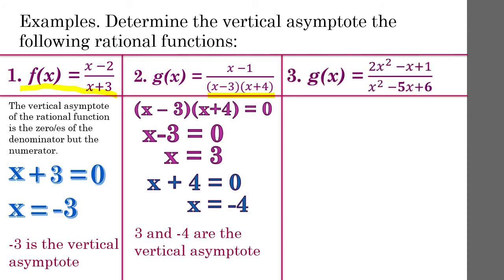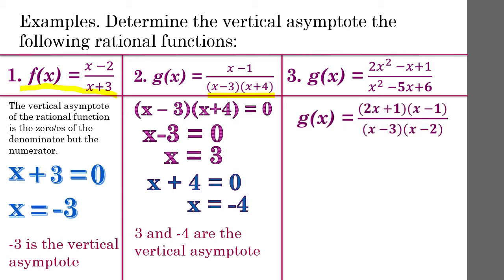Next, number 3, find the vertical asymptote for g of x equals 2x squared minus x plus 1 over x squared minus 5x plus 6. Okay, since both the numerator and denominator are quadratic, we are going to factor these quadratic functions.